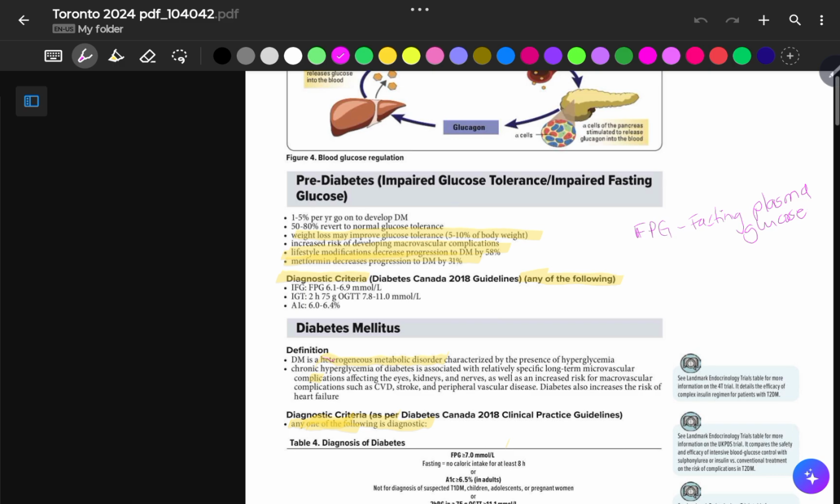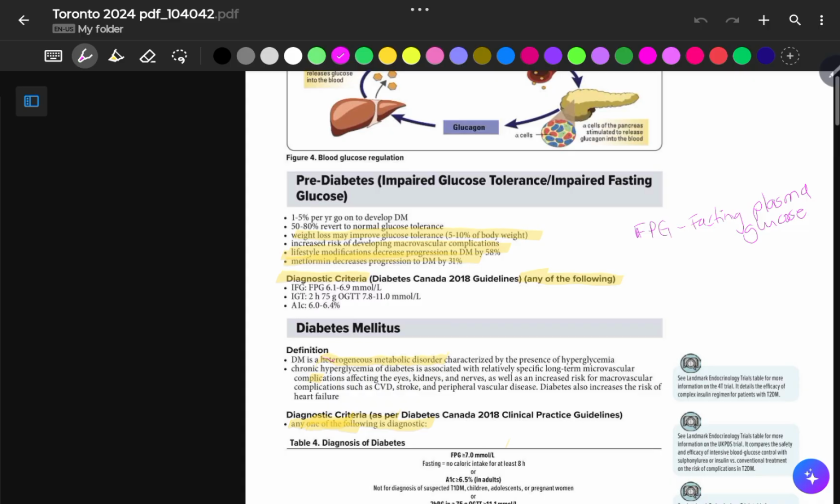So how do you diagnose pre-diabetes? Any of the following. If your fasting plasma glucose is between 6.1 to 6.9, or if your 2-hour OGTT is between 7.8 to 11, or if your HbA1c is between 6.0 to 6.4. This is for pre-diabetes, the diagnostic criteria of pre-diabetes.